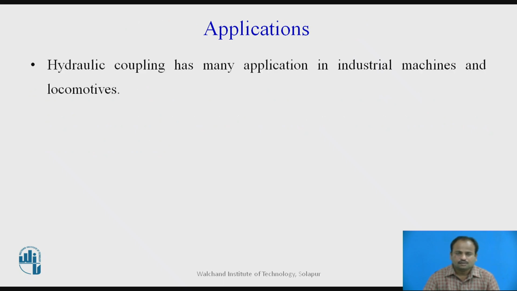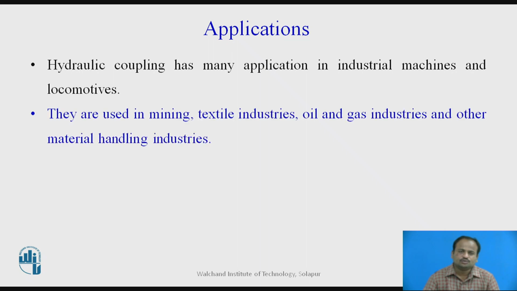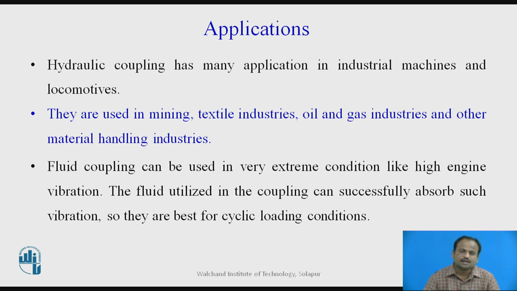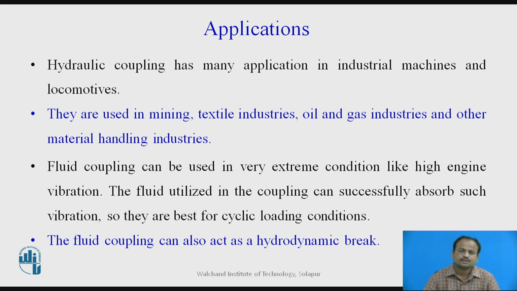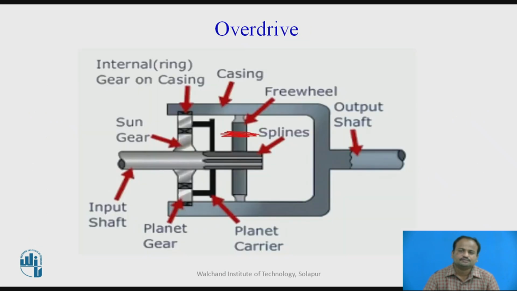Applications: hydraulic coupling has many applications in industrial machines and locomotives. They are used in mining, textile industries, oil and gas industries, and other material handling industries. Fluid coupling can be used in very extreme conditions like high engine vibration. The fluid utilized in the coupling can successfully absorb such vibration. So they are best for cyclic loading conditions. The fluid coupling can also act as a hydrodynamic brake.